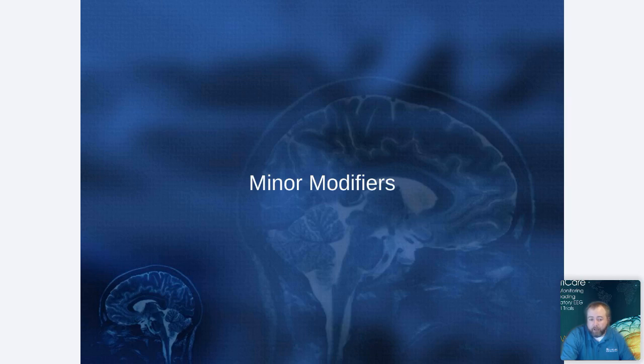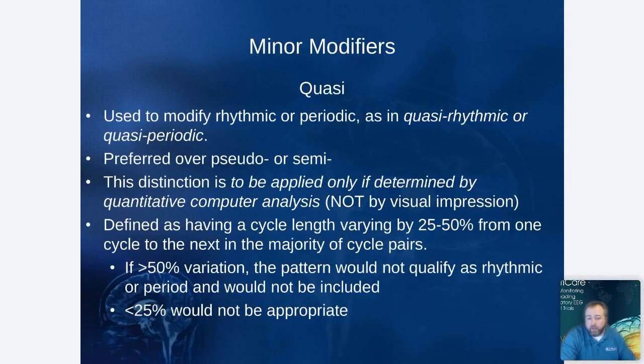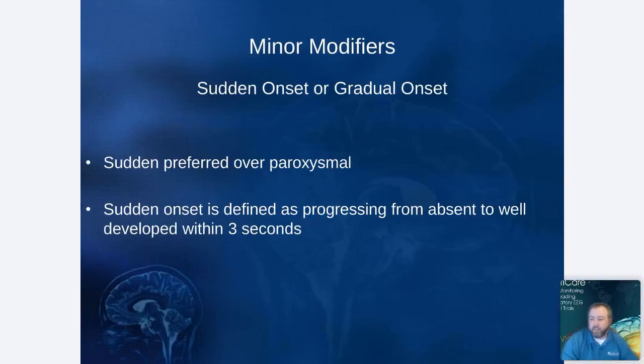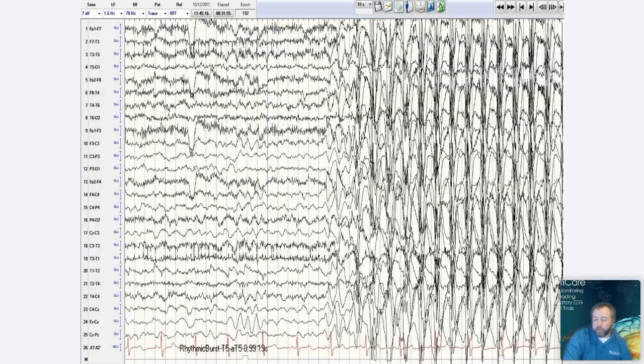And then we have some minor modifiers. These I'm going to fly through kind of fast. Quasi is used to modify rhythmic or periodic, as in quasi-rhythmic or quasi-periodic. It's preferred over using the word pseudo or semi. The distinction is to be applied only if determined by quantitative computer analysis, so not by visual impression. So basically when the computer analysis calls something, but you don't agree. Describe whether it's a sudden onset or a gradual onset. This is preferred over the word paroxysmal. Sudden onset is defined as progressing from absent to well-developed within 3 seconds. So here you can see an absence seizure starting on the right side is going to be a sudden onset event.